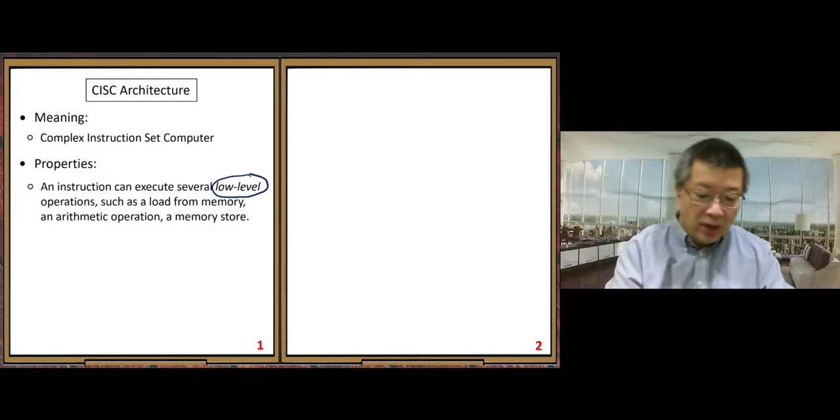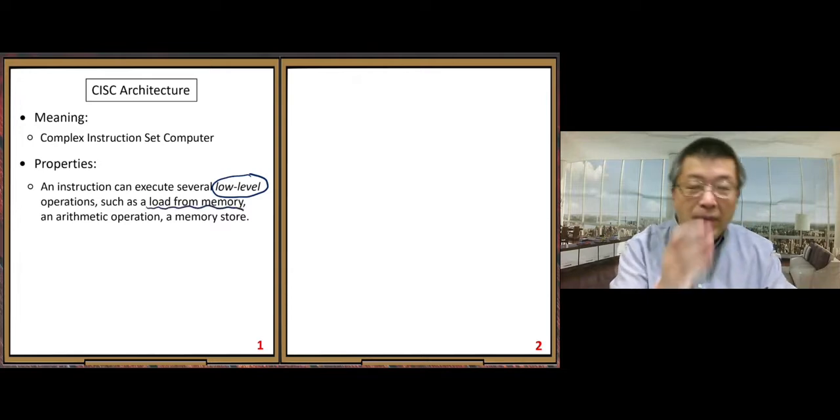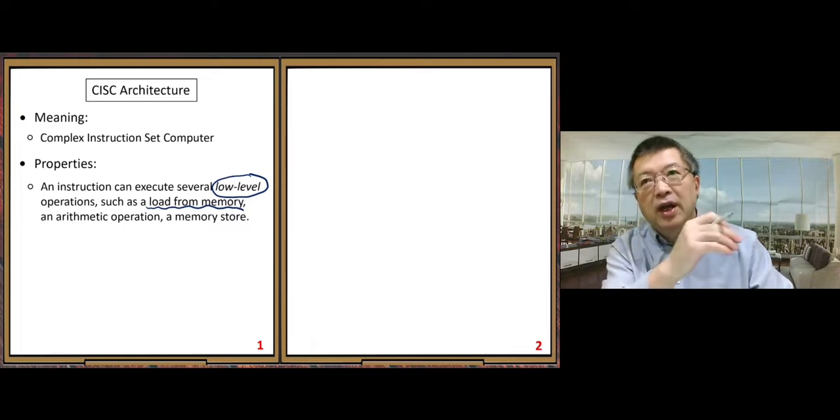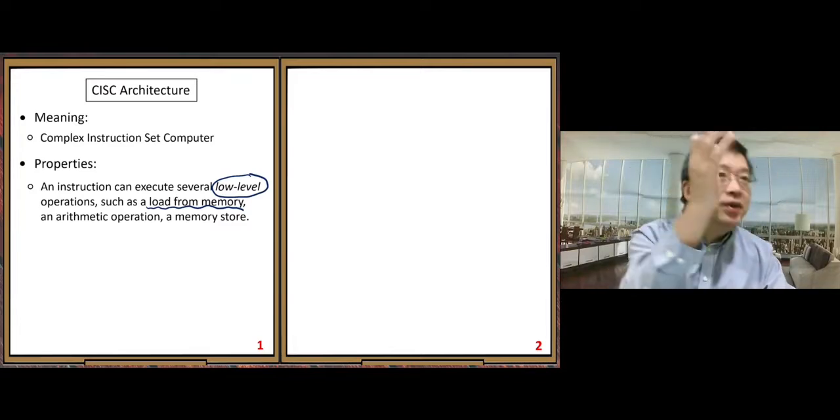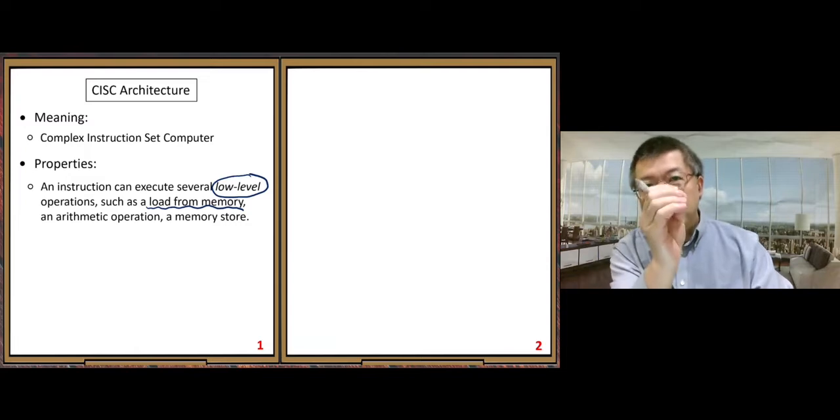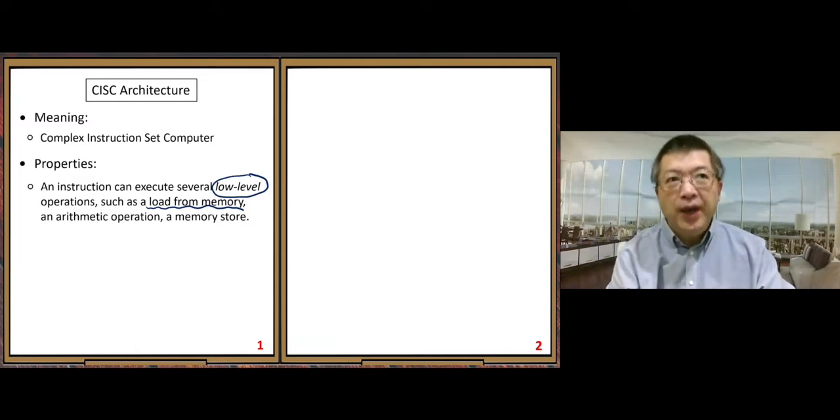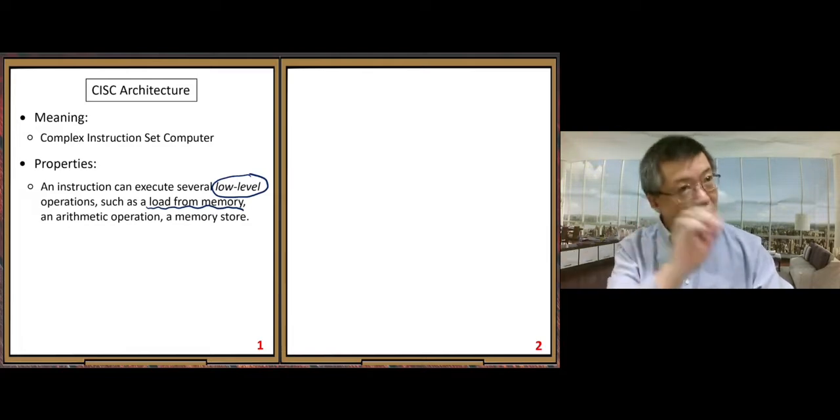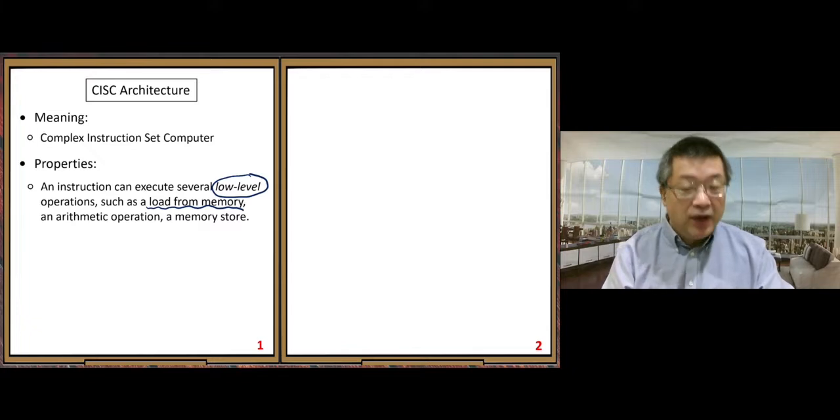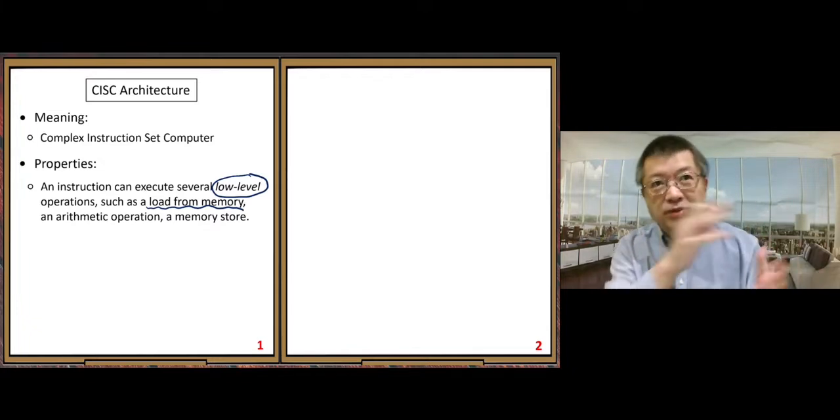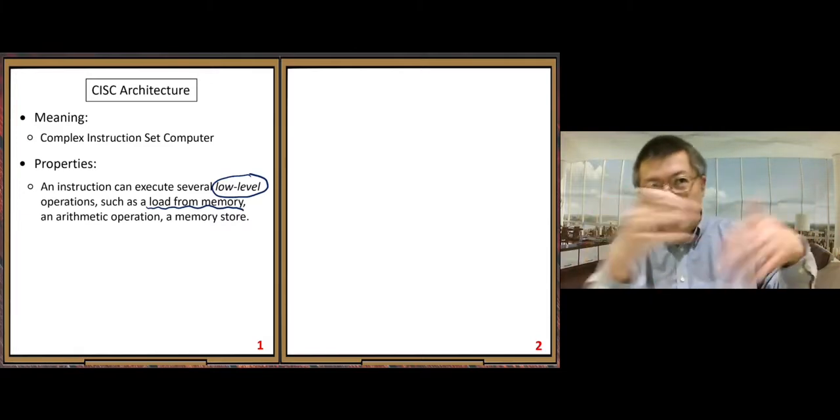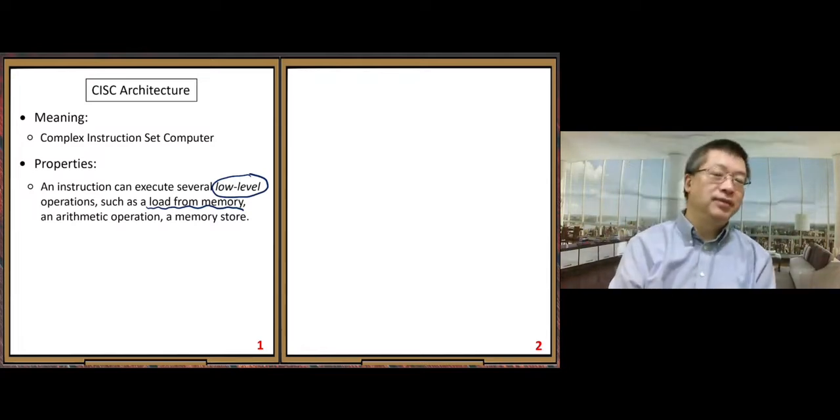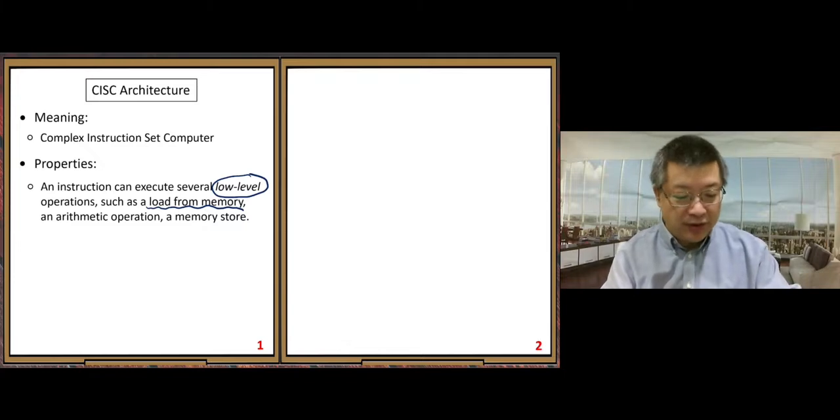Here you can see some examples. Load data from memory. After we learn the cache memory part in our Module 3, we need to load data from memory. So there is some special operation in the CPU to load the data from memory. That's a low-level operation. And arithmetic operations: addition, multiplication, division, subtraction, things like that. Then a memory store, so write the data back to memory. That kind of thing is low-level operations.